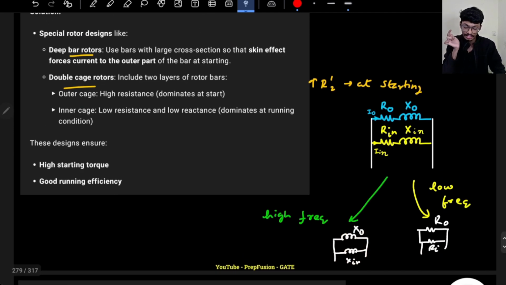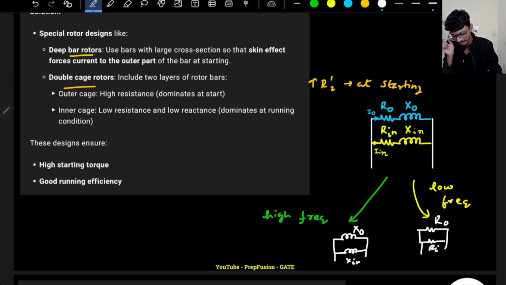So at high frequency, basically during starting, most of the current will flow through the outer cage. Hence the reactance, hence the resistance here is higher. So basically my air gap power will be higher, right, during starting.